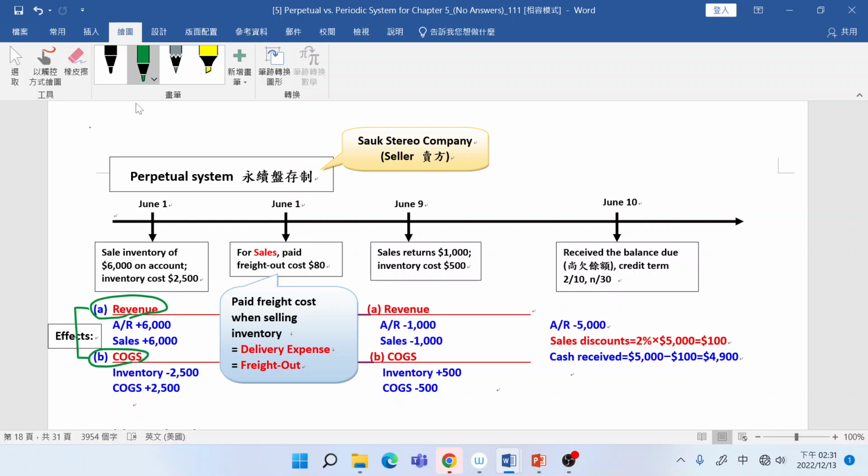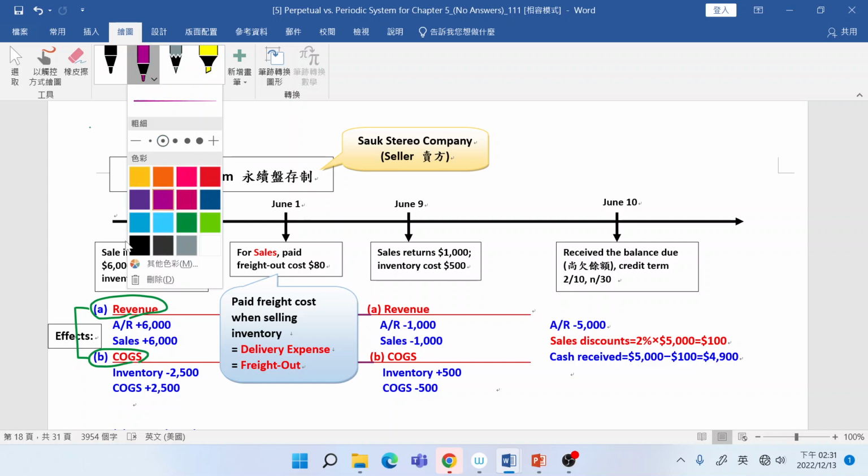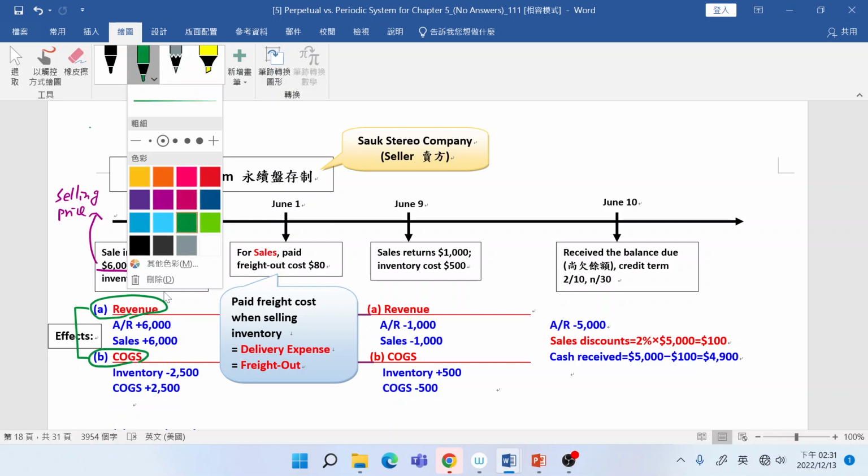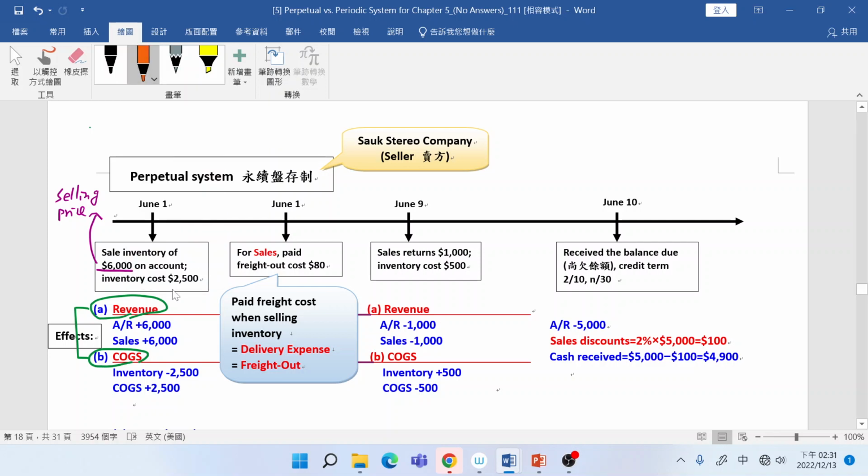Second is, right now you are the seller. So we talk about when you sell the inventory to customers, okay? So record two things. How much money do you try to earn from customers? You sell inventory $6,000 on account. So what does that mean? $6,000 is the selling price you try to earn from customers. So this is the selling price. On account, so did the customer pay? No. On account, so the customer didn't pay the money.